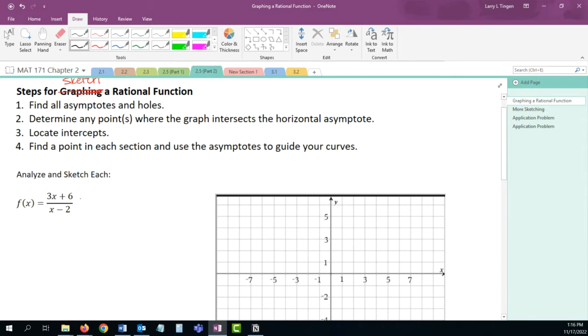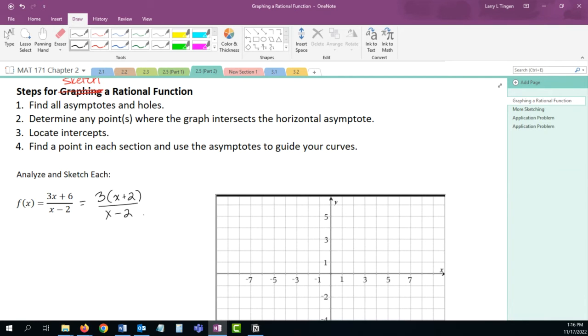All right, so f of x equals 3x plus 6 over x minus 2. The numerator, both terms have a factor of 3, so I can factor out that 3. And I have 3 times x plus 2 over x minus 2.